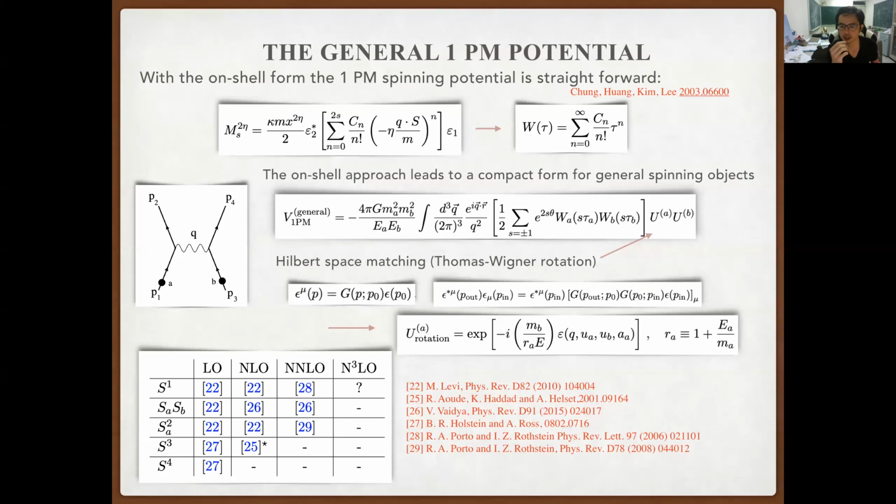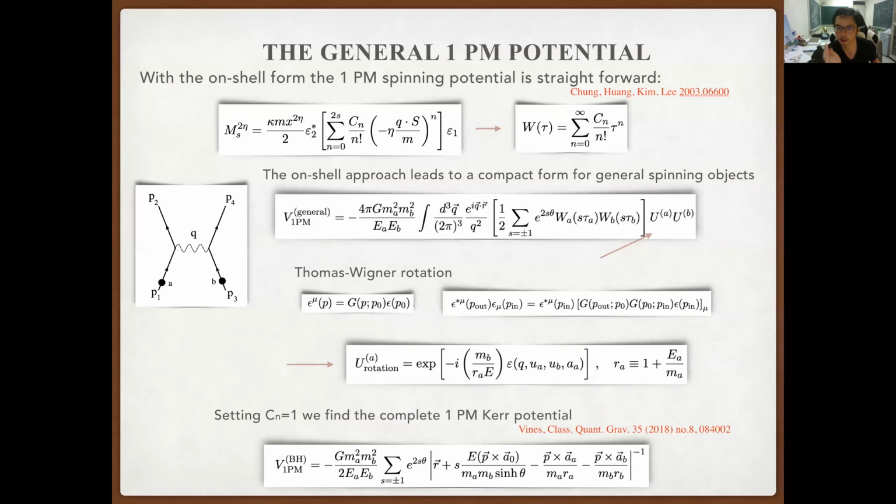So once you add this factor, you have the complete 1PM potential to all orders, and you can just expand to any order you want for any general coupling. So the coupling comes into this generating function. We've been able to match some of the existing results in the literature, but this compact formula gives you basically anything to all orders that you might be interested in. If you set C equal to 1, then the generating function basically exponentiates, and you get the complete 1PM Kerr black hole potential that Justin derived.